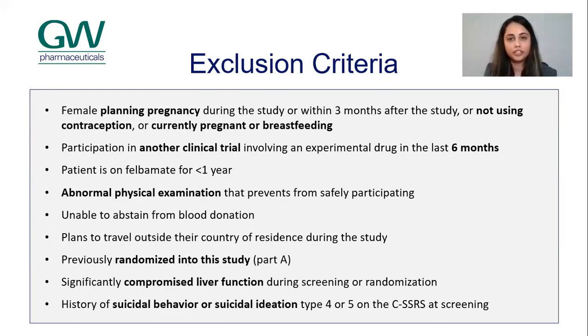Females of childbearing potential who are not on any contraception, who are currently pregnant or breastfeeding will be excluded. Patients who have been enrolled in another clinical trial in the last 6 months or Part A of the study will be excluded. Those who have suicidal behaviors or ideations will also be excluded.